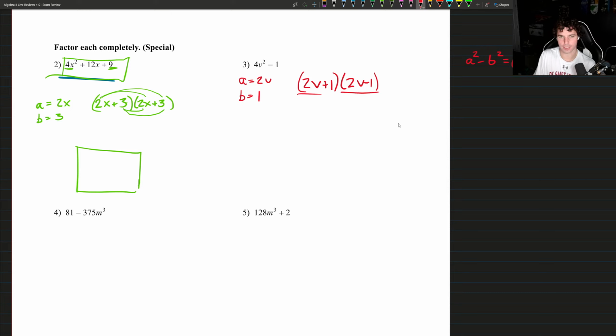You have seen this before. These two things are called conjugates, and we dealt with those when we were simplifying radicals. It just so happens when you multiply something by its conjugate, the middle terms cancel out. So 2v times 2v, that's 4v squared, minus 2v, plus 2v, and then minus 1. And you should see that we get the original. That's just a way to check. This is what I'm looking for.